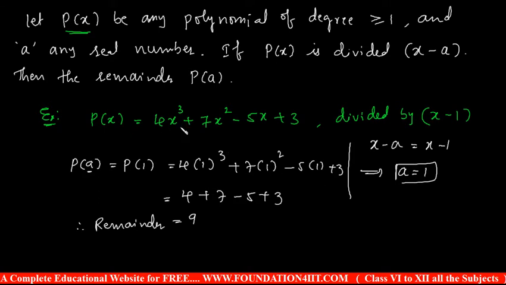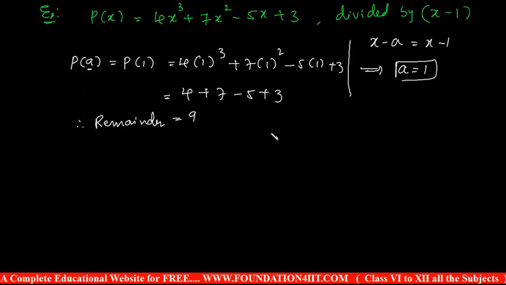Let us check whether the remainder is exactly 9 with normal division. Only one division will do, only for testing. 4x cube plus 7x square minus 5x plus 3, I should divide this by x minus 1. Then I should get the remainder 9, which I already got. Let us check this.